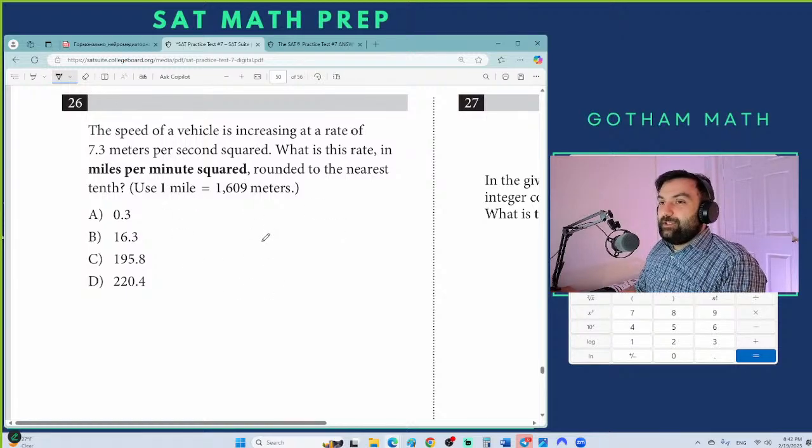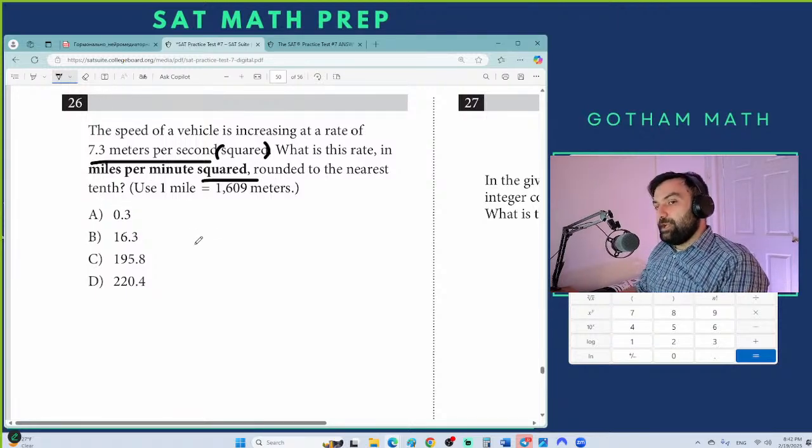The speed of a vehicle is increasing at the rate of 7.3 meters per second squared. Meters per second squared. Interesting. Why? Okay, so what is the rate in miles per minute squared, rounded to the nearest tenth?